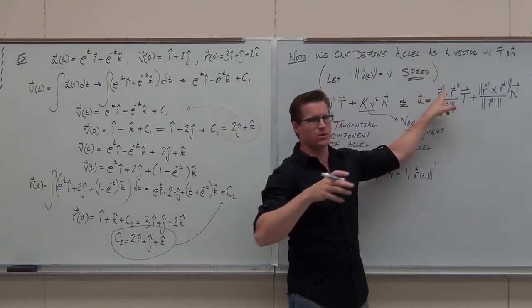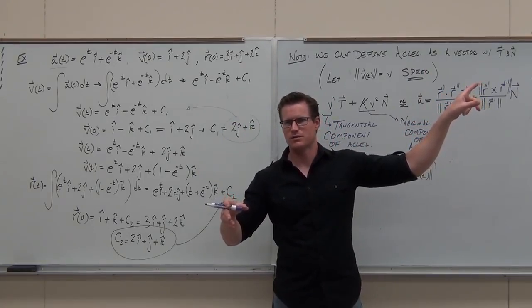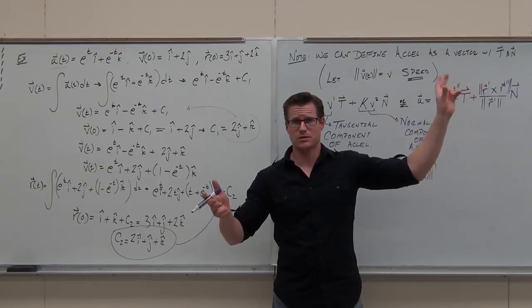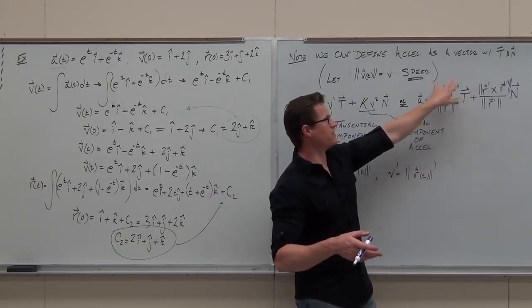This doesn't need a magnitude, it's already scalar verified. Dot products always give you scalars. Dot products. Vectors? Scalars. Cross products need a magnitude. That's why that's there. So first derivative and second derivative.